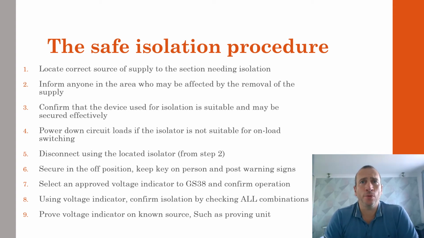Beginning with the earth, you probe to the earth and neutral, the earth and L1, earth and L2, earth and L3. Secondly, you probe neutral to L1, neutral to L2, neutral to L3. Finally, between the live conductors, L1 to L2, L1 to L3, and L2 to L3. There should be 10 steps through the three-phase process.